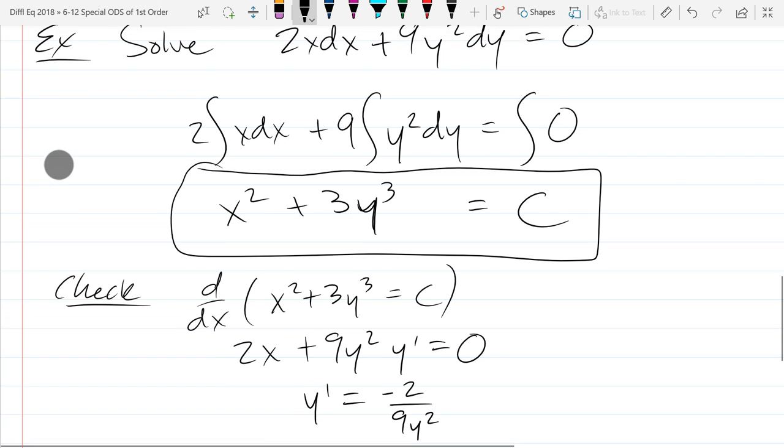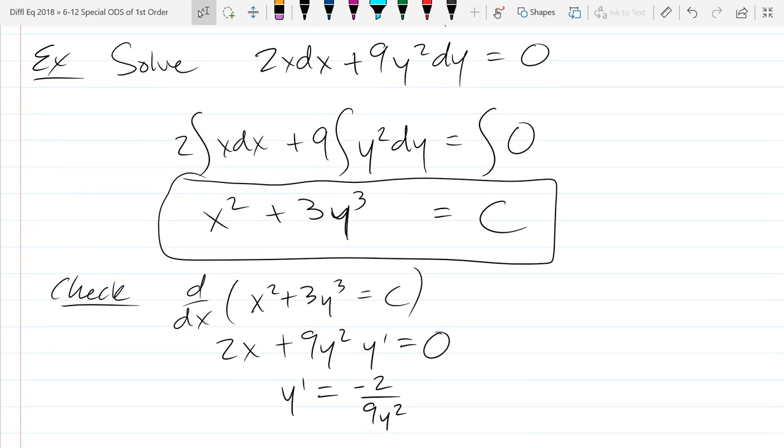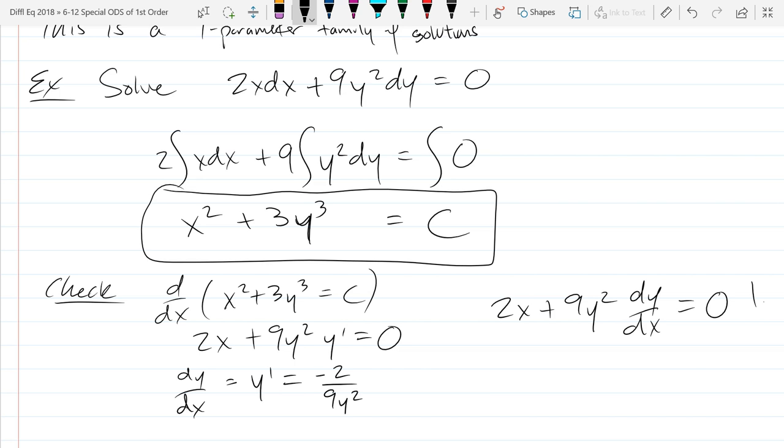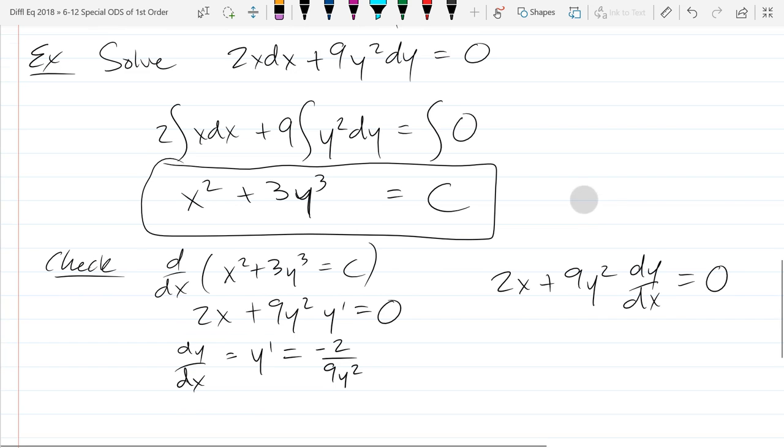How in the world do I plug this into the original? Well, in the original equation, we have dy and dx divided by dx. So y prime is dy over dx. So basically, I have to rearrange this so that I have dy over dx. So I'll just divide everything by dx. Sometimes with the original form, you have to do a little work to get it written in terms of y prime. So if I rewrite the original, I get 2x plus 9y squared dy over dx equals, you could write 0 times 1 over dx, but that's just 0 right there. So really nothing to do on the right side. Now I can plug this in.